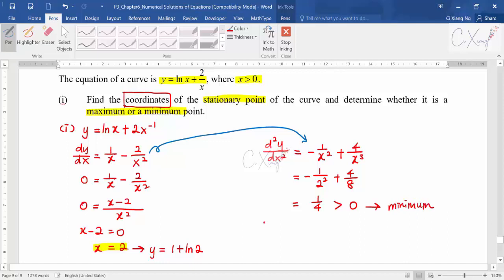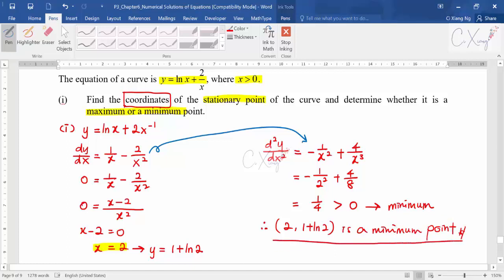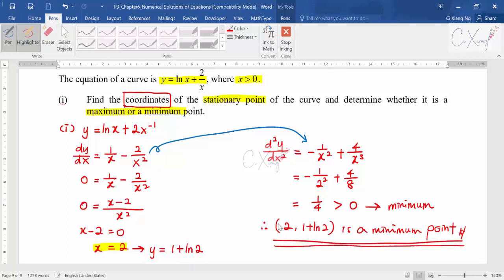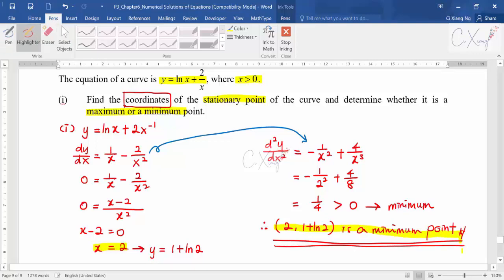Okay, so after you decide everything already, you get everything already, then you just write a conclusion. So 2 and 1 plus log 2 is a minimum point. Alright, so very obvious for this first part, you realize that everything is about the differentiation chapter 4. Okay, alright, then after that, we continue to the next part.